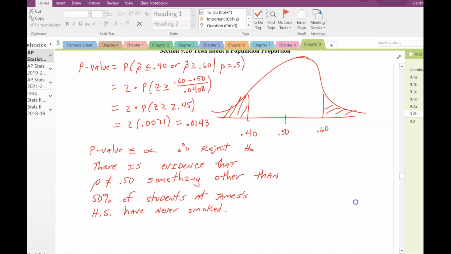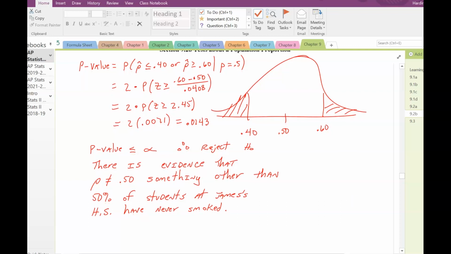So the conclusion that we can make about this test: p-value is less than alpha, so we can reject the null hypothesis. There is evidence that p is not equal to 0.5 and that it is something other than 50% of students at James's high school that have never smoked. Now you don't want to make any assumptions based on the fact that his particular sample was greater than 50%. All this test shows is that it's likely something other than 50%.